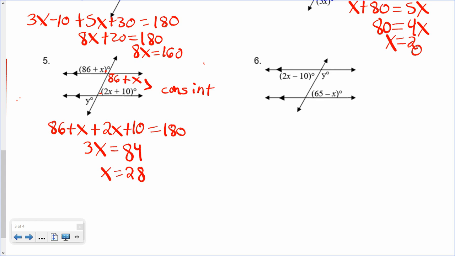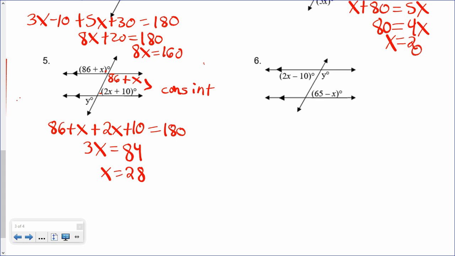Now, that's only one of our variables. Now how do I find y? Like x into 2x plus 10. If you substitute 28 for x. Okay. Because it's the vertical angle, it's the same.